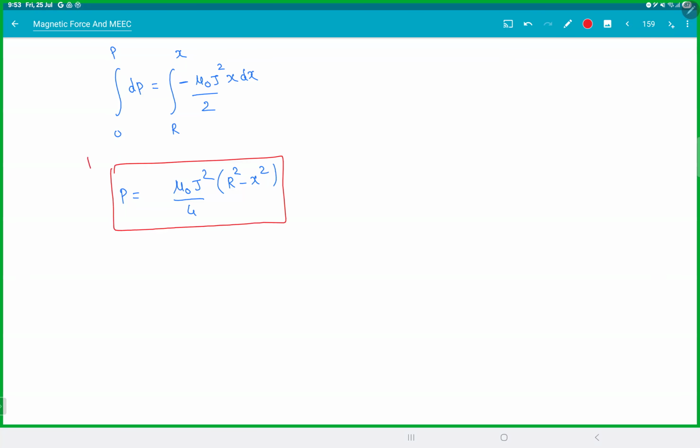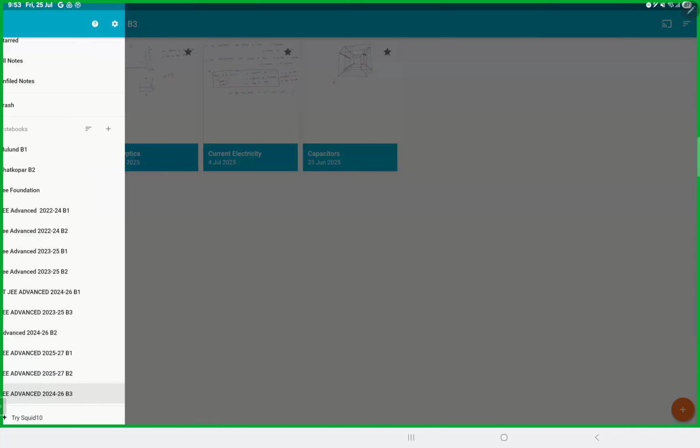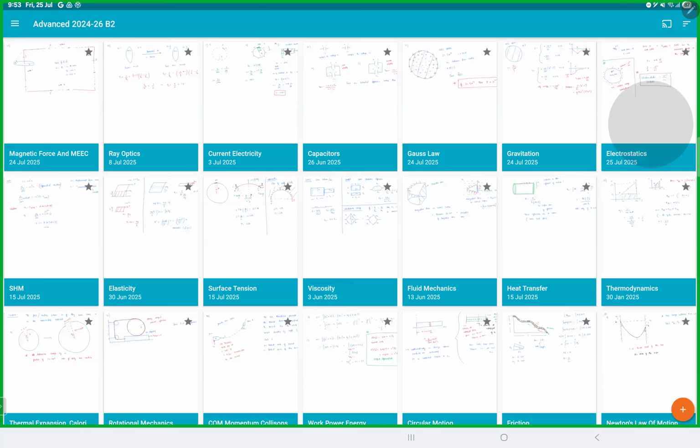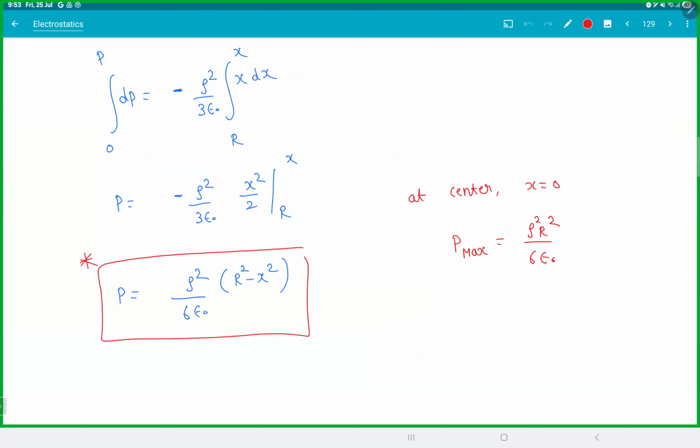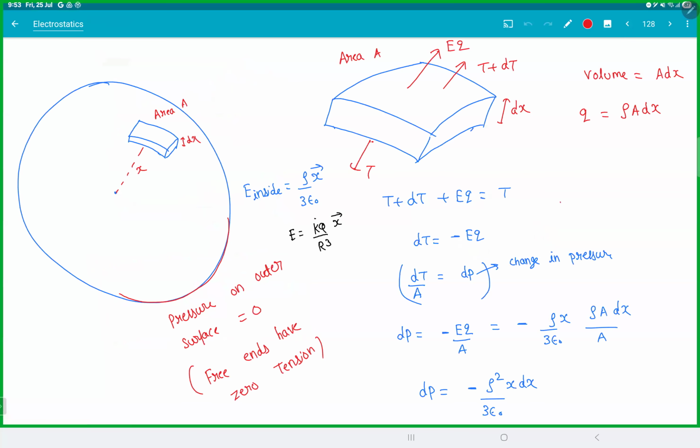Do you guys remember what the result was for the solid sphere? ρ² by 6ε times (r² minus x²). This one. If you remember, here also we did the same story. You saw the element? We took a small element and we did the same statement here. Pressure on the outer surface is zero. Free ends have zero tension. The theme was the same. There it was electrostatic pressure. Here it is magnetic pressure.